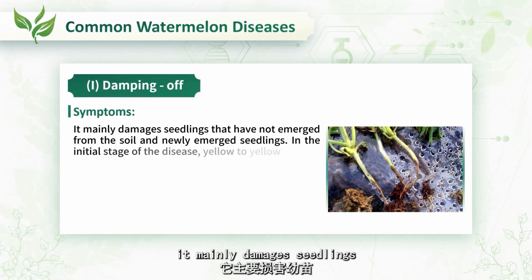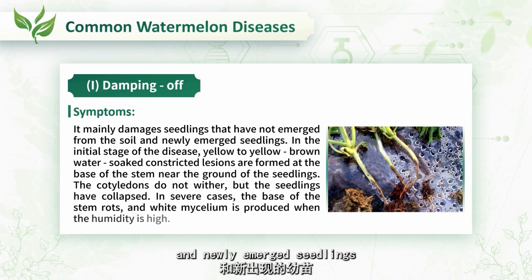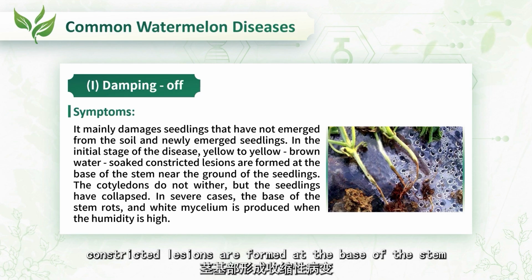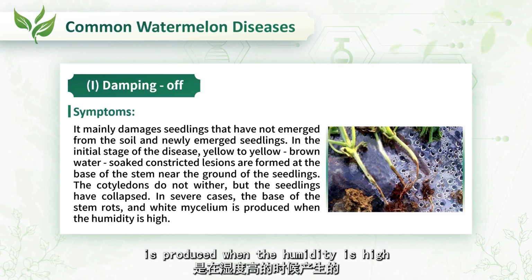It mainly damages seedlings that have not emerged from the soil and newly emerged seedlings. In the initial stage of the disease, yellow to yellow-brown water-soaked constricted lesions are formed at the base of the stem near the ground of the seedlings. The cotyledons do not wither, but the seedlings have collapsed. In severe cases, the base of the stem rots, and white mycelium is produced when the humidity is high.